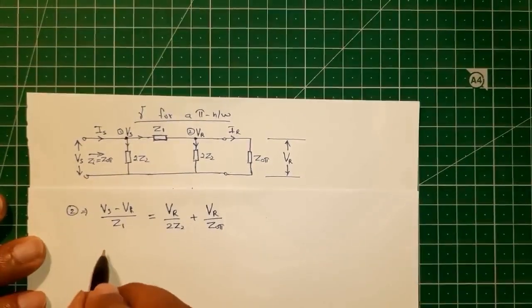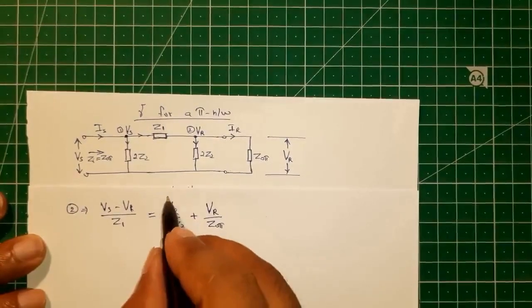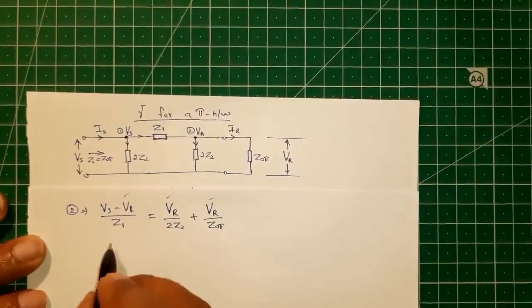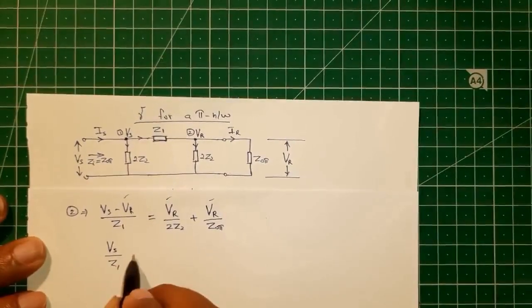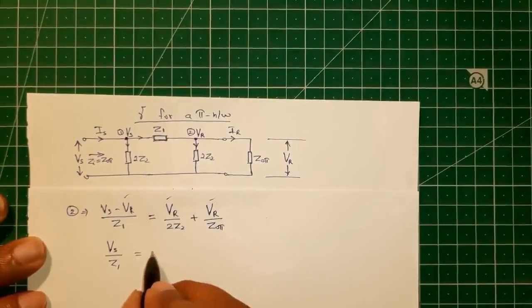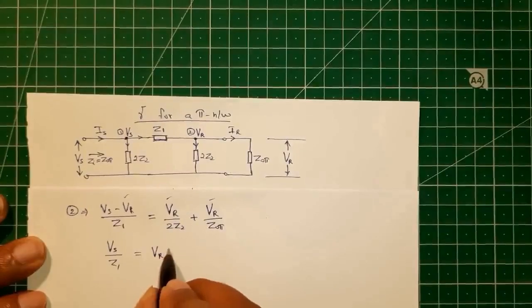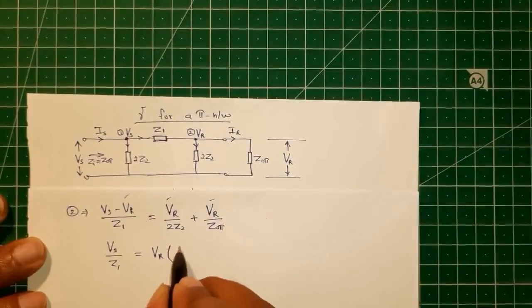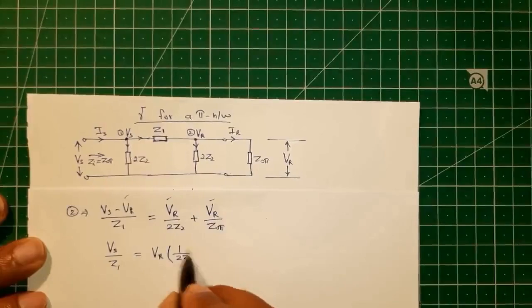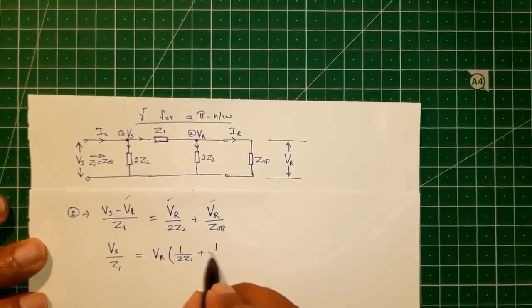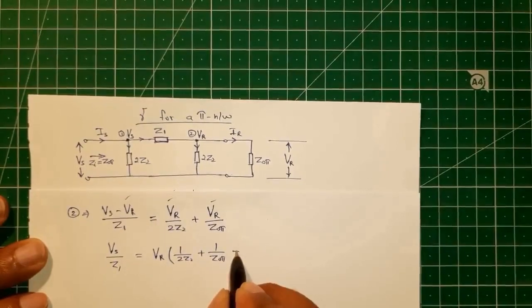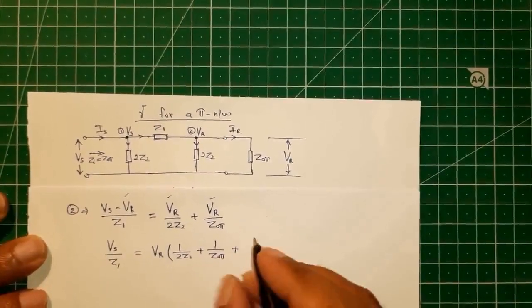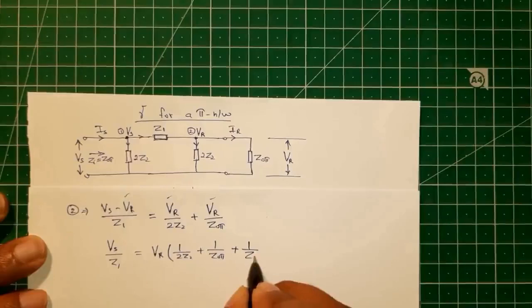Okay, so what is IR? IR is Vr by Z0 pi. Again we will collect the terms for Vr. So on the left hand side we have Vs by Z1 is equal to Vr into 1 by 2Z2 this term plus 1 by Z0 pi this term plus this coming to this side, it is 1 by Z1.